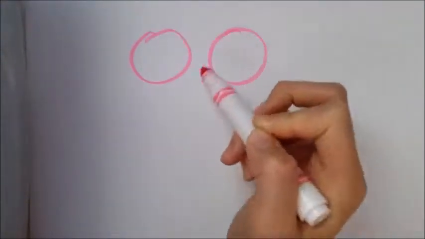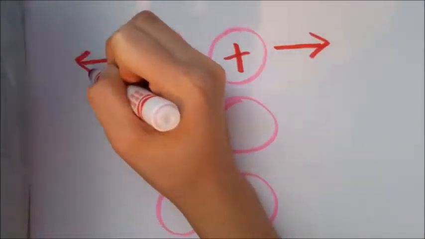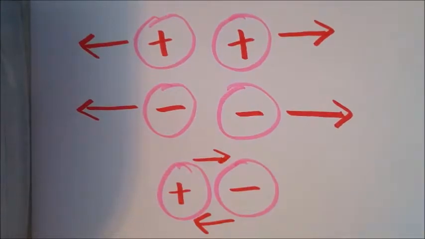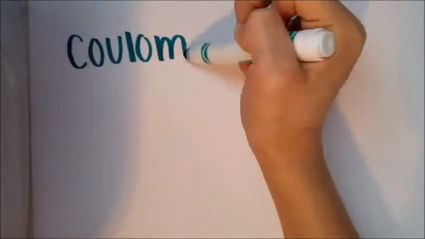When two particles are of the same charge, they repel each other, such as a positive-positive or a negative-negative. However, when they are of opposite charge, they attract. The electrostatic force can be calculated using Coulomb's law.